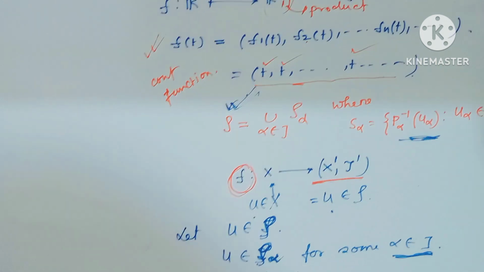Okay. I will stop here. I hope all my viewers have understood clearly what the product topology is, what the box topology is, and what the difference between the box and product topology is.